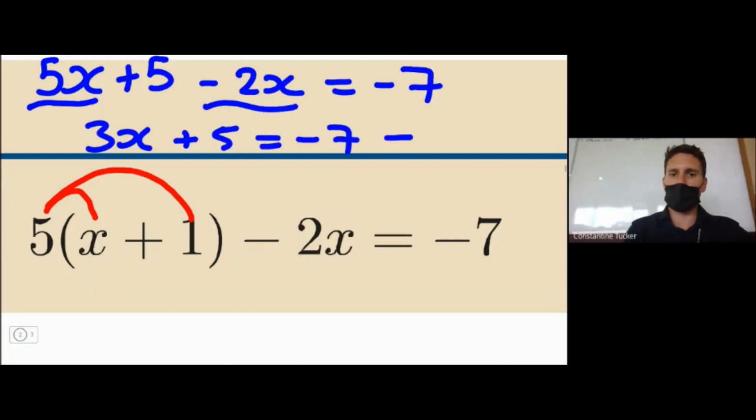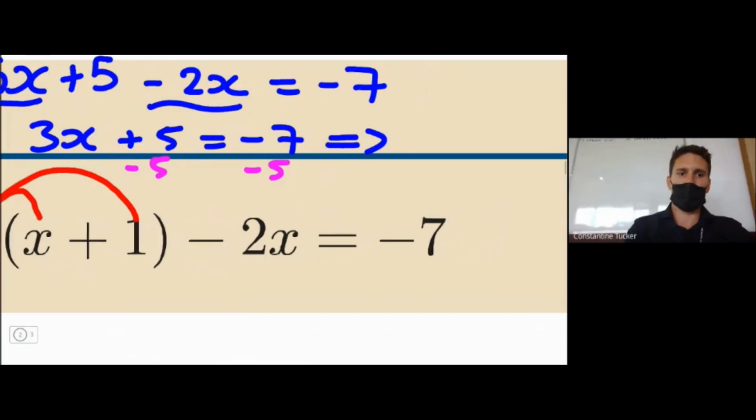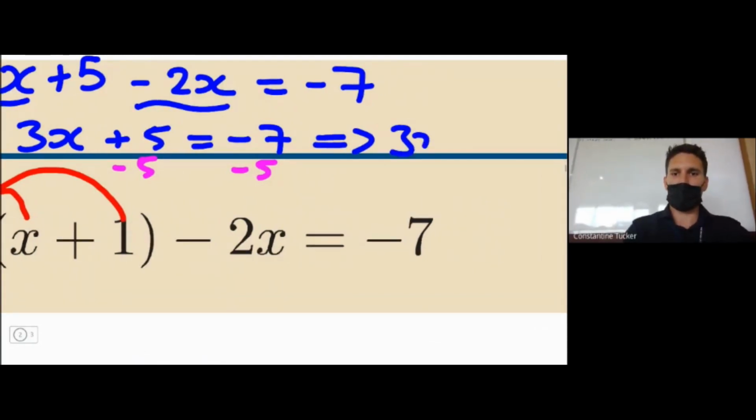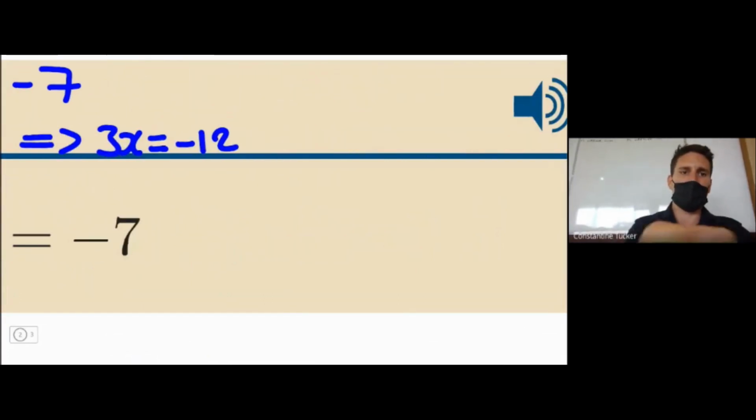And then, what do we do after that? We take away 5 from both sides. So let's do minus 5, minus 5. 3x is equal to negative 12. So x is negative 4. How do we know that? Well, we divide both sides by 3.